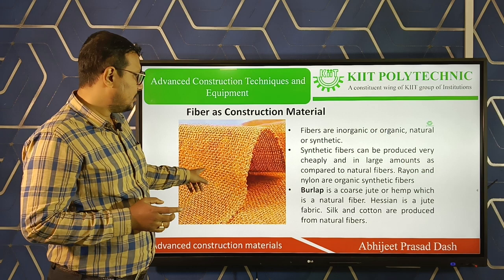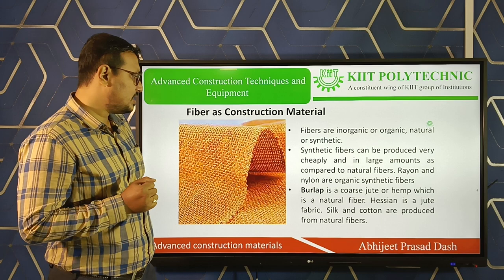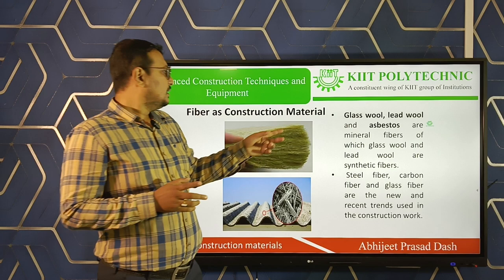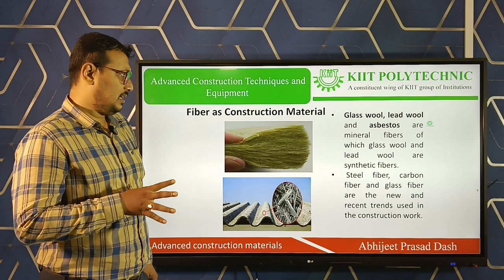Burlap, as you see in this figure, is a coarse jute or hemp, which is a natural fiber. Hessian is a jute fabric. Silk and cotton are natural fibers. Then other fibers we are using: glass wool, lead wool, and asbestos are mineral fibers, of which glass wool and lead wool are synthetic fibers.